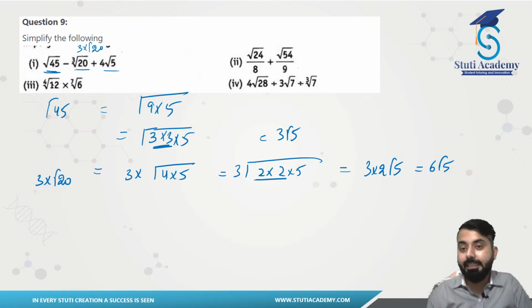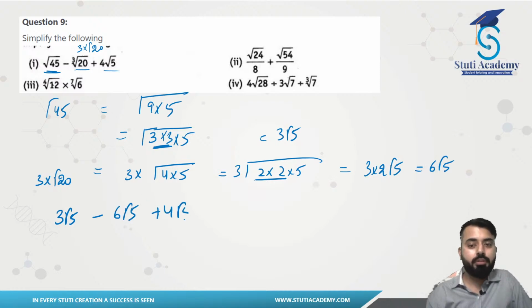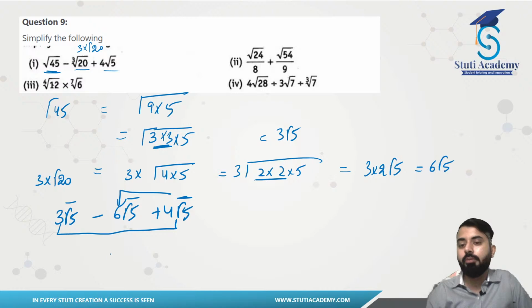If I put each and every value here, I have what? 3 square root 5 minus 6 square root 5 plus 4 square root 5. Now guys, see, each of them is sharing the same irrational portion, so their coefficients can add and subtract. So 3 plus 4, that will be 7. 7 minus 6, that will be 1. So your answer is what? Only square root 5. That is the answer.